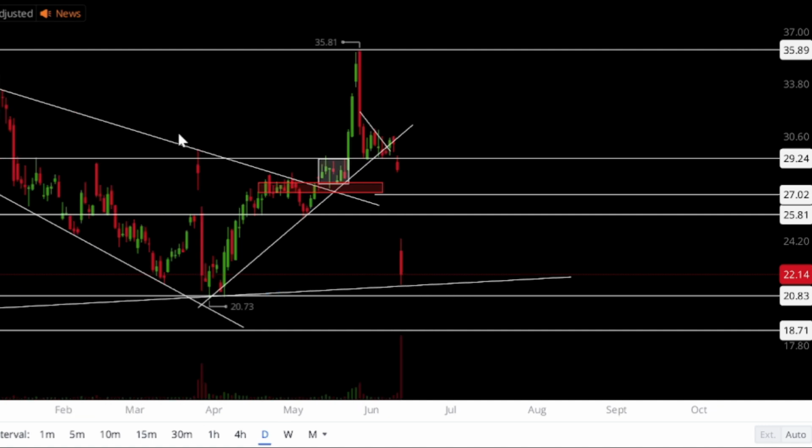We are back in this descending range, as you can see here. We will have to see if we can kind of reclaim that range and play around there. Might be seeing some lows to 18.71 if price continues to fall over the next couple of days, guys.